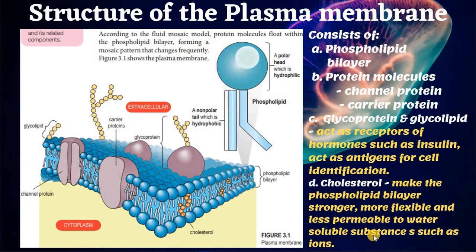Right? Okay. That refers to the structure of the plasma membrane, which consists of: one, phospholipid bilayer; two, protein molecules, which are channel protein and carrier protein; three, glycoprotein and glycolipid; and number four is cholesterol. Right? Okay, so make sure you can remember the structure of the plasma membrane.